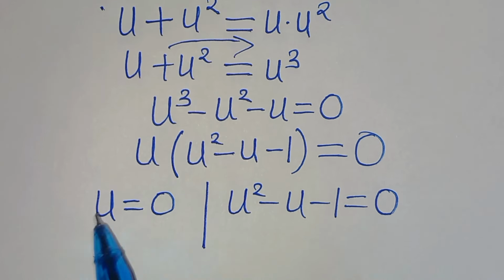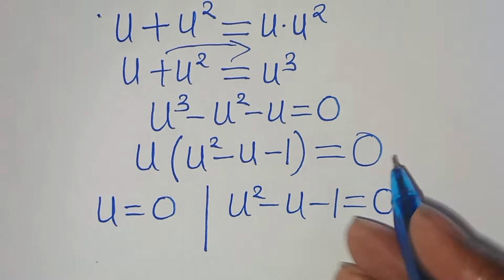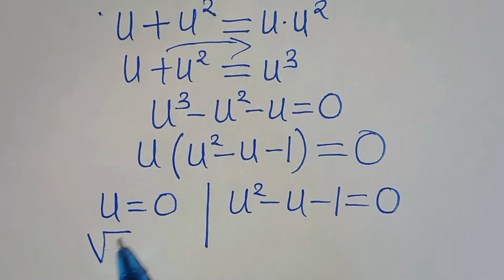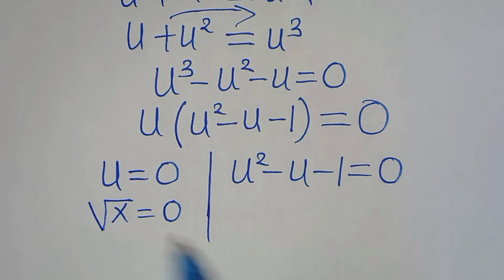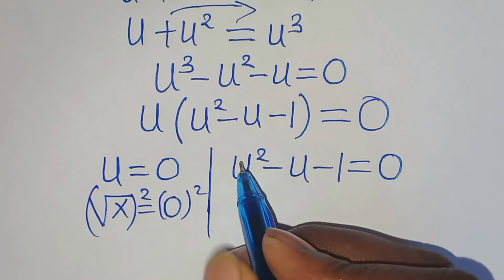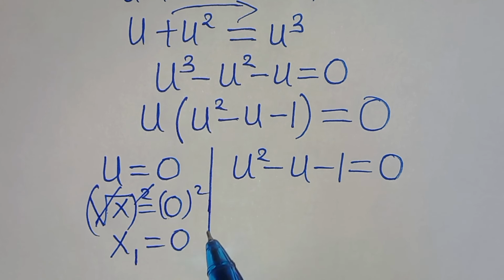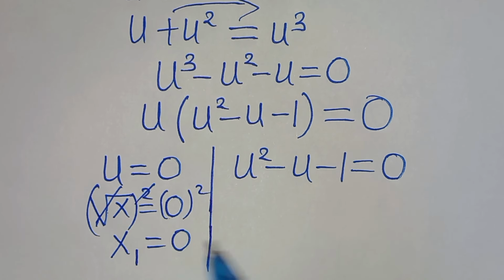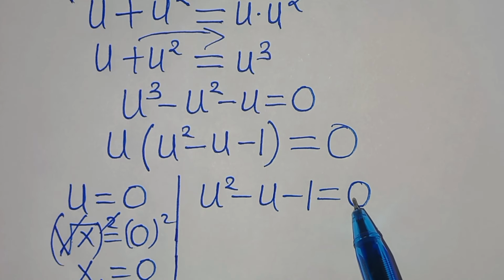So since u is equal to 0, and you recall that u is equal to square root of x, this implies that square root of x here is equal to 0. To solve for x, we square both sides here to eliminate the square root sign, so that now x1 is equal to 0. So let's solve for the other values of u here.